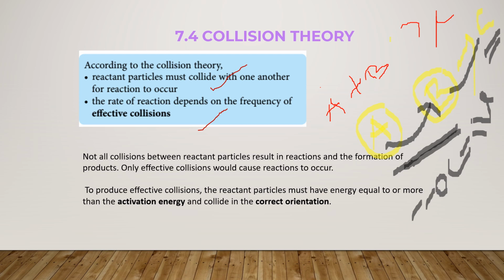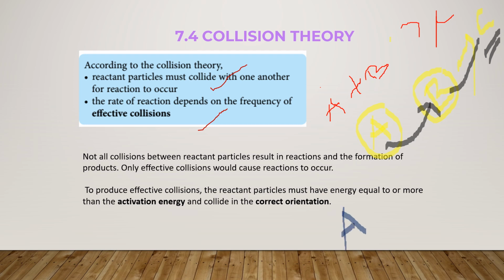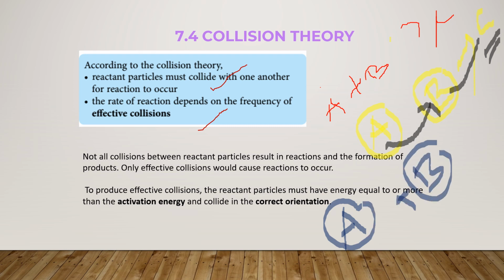But if particle A collides with particle B but cannot produce the product C, so meaning this collision we call ineffective collision. Okay, cikgu repeat. For example, A reacts with B will produce C.